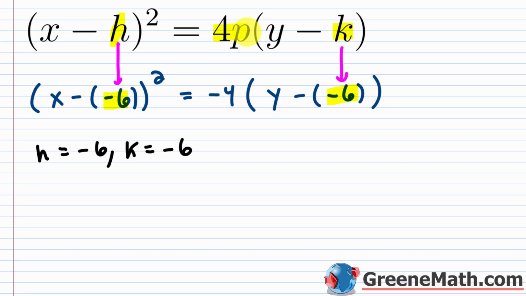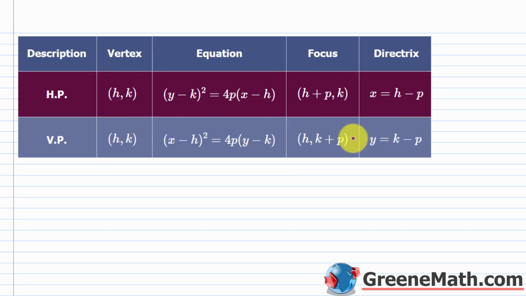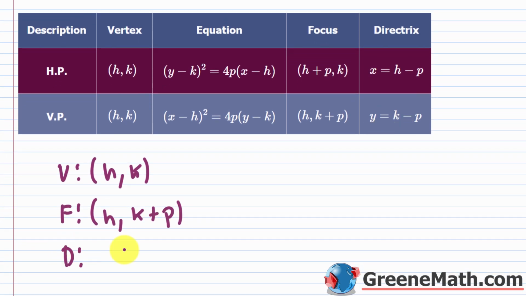All right, to get p, we're going to match this up with this. So let's say that 4p is equal to -4, and we'll divide both sides of the equation by 4, so this is going to cancel, and you're going to get p is equal to -4 over 4 is -1. So let's go down here. Again, we're working with a vertical parabola. So the vertex is h comma k. The focus is going to be h comma k plus p. And then the directrix, again, is y equals k minus p.